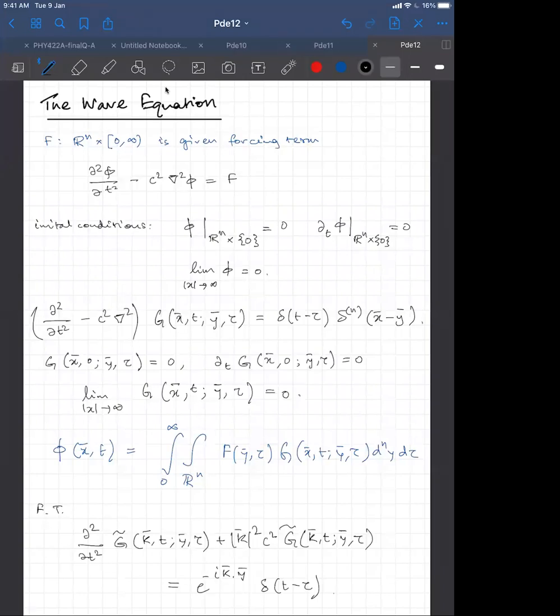Again, this is subject to the condition that both g and del t of g vanish at t equal to 0. Now again, what we'll do is treat k as a parameter, and we recognize this equation as an initial value problem in the variable t. So let's do this.